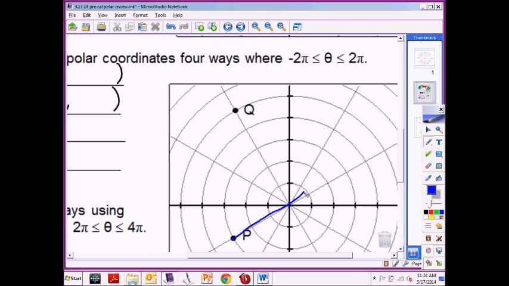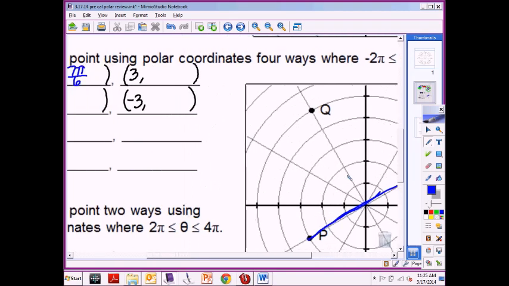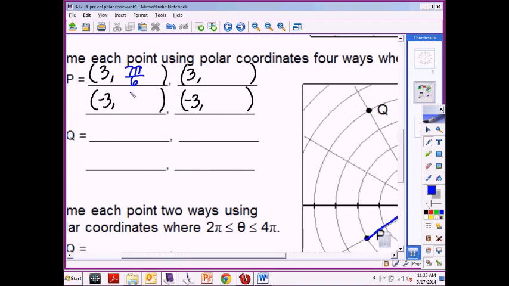I don't think I went diagonally very well. Pi over 6. Is that right? Is that 3? Yeah. Alright, and I get what? Pi over 6. So my diagonal would be pi over 6.